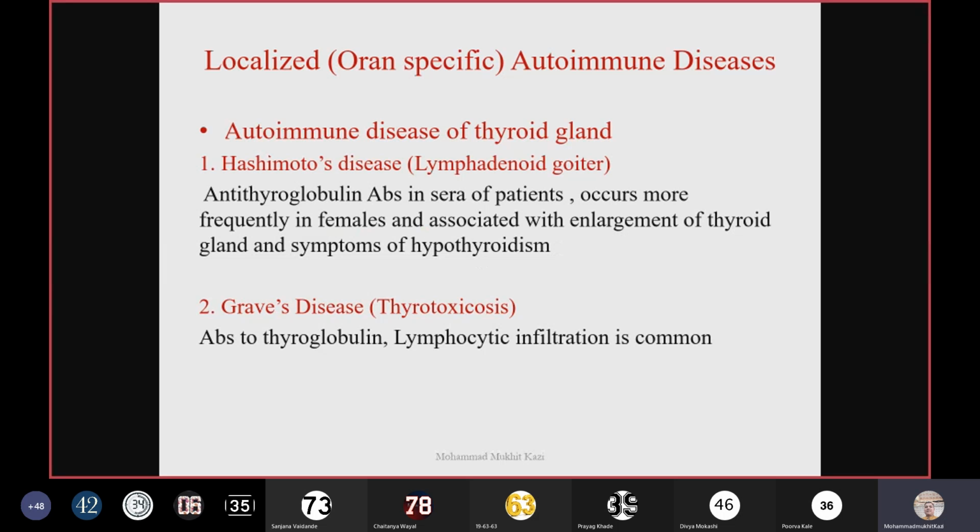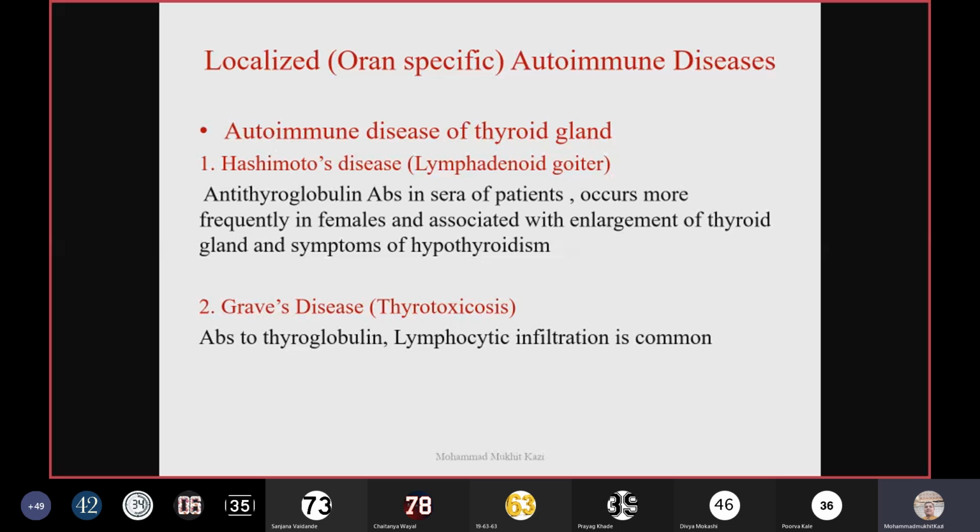Now, in the localized autoimmune diseases, autoimmune disease of the thyroid gland, Hashimoto's disease, you might have heard this word, Hashimoto's disease. It is nothing but lymphadenoid goiter. Anti-thyroglobulin antibodies in the serum of patients occur more frequently in females again, and are associated with enlargement of the thyroid gland and symptoms of hypothyroidism. So most of the time this test is done in females because they suffer from this autoimmune disease, which is called Hashimoto's disease or lymphadenoid goiter, or hypothyroidism also.